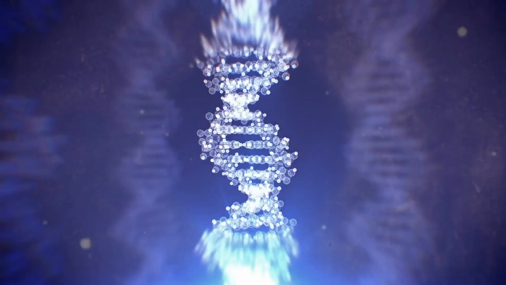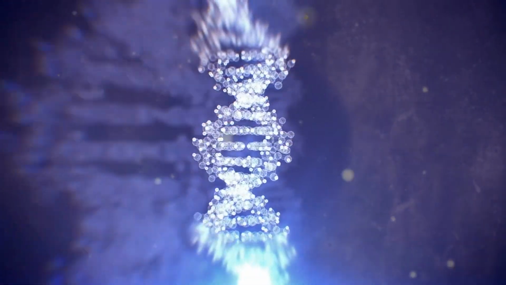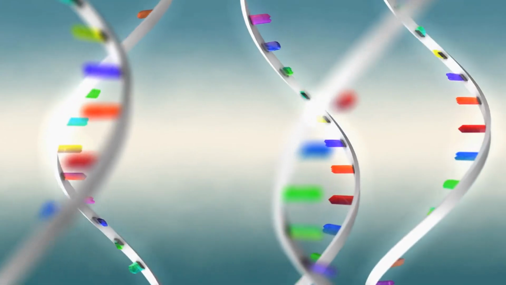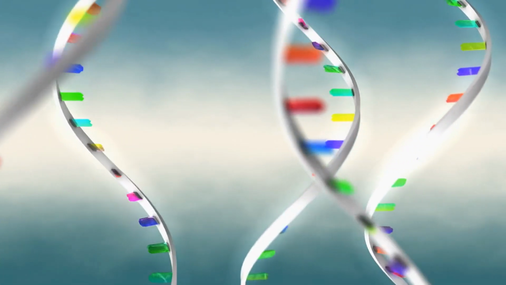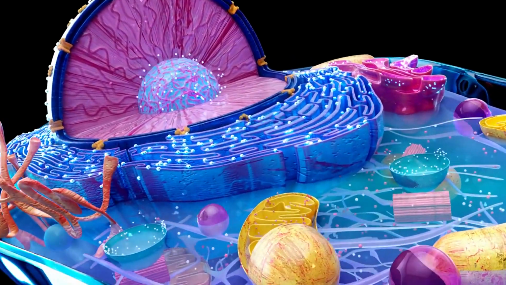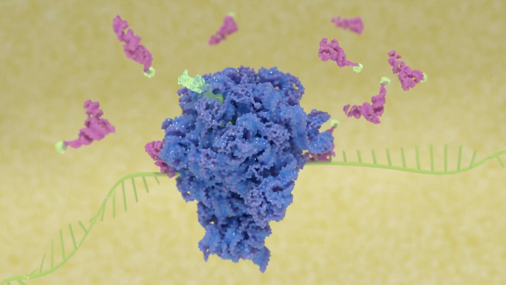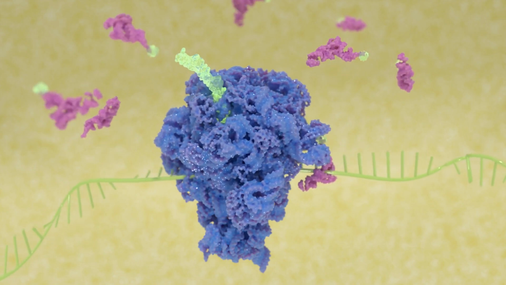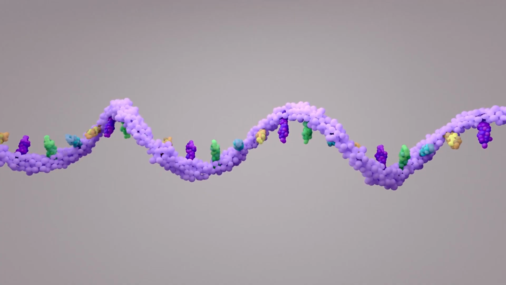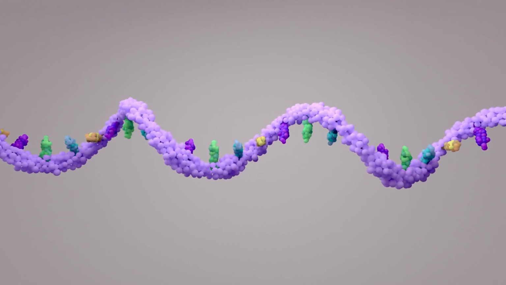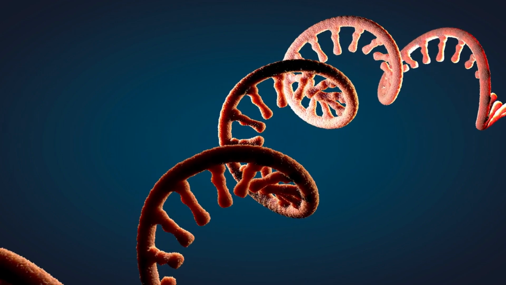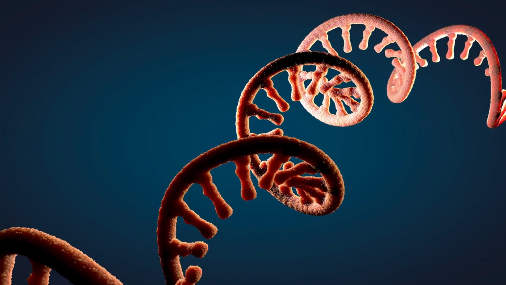DNA contains the instructions for making proteins through two main processes: transcription and translation. During transcription, a segment of DNA is copied into messenger RNA, mRNA. This process occurs in the cell nucleus. The mRNA then travels to the ribosome, where it is read and translated into a protein. Transfer RNA, tRNA molecules bring the appropriate amino acids to the ribosome, where they are assembled into a protein according to the sequence of codons in the mRNA.